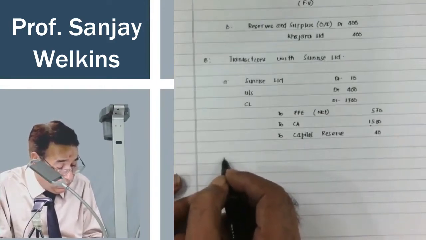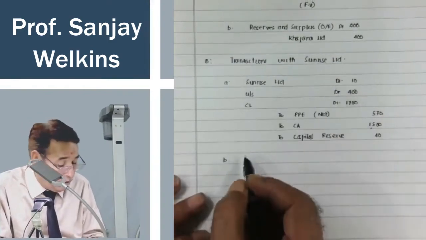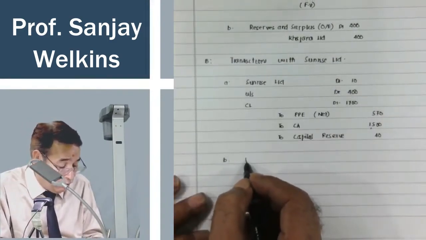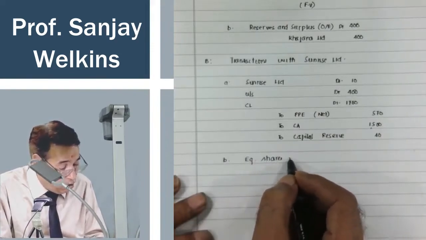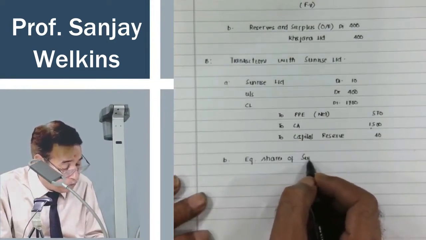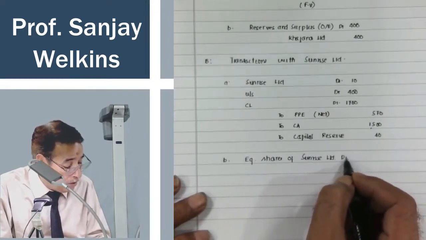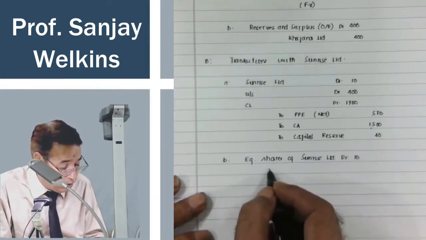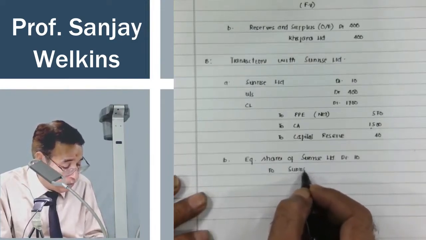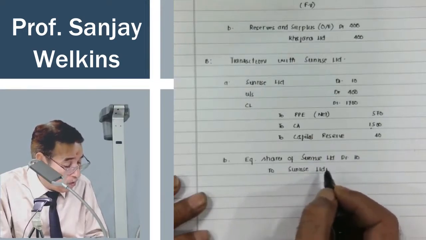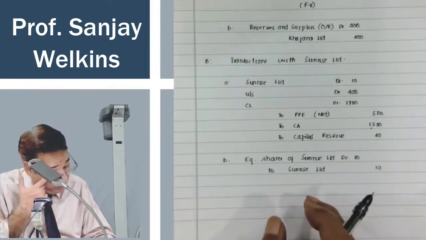Now, the demerged entity will receive the consideration of 10 crore, and they will receive the consideration in the form of equity shares of Sunrise Limited. Debit 10 crores to Sunrise Limited. Now the account of Sunrise Limited will get closed. Is it clear to you? 10 crore worth of shares we have received now.